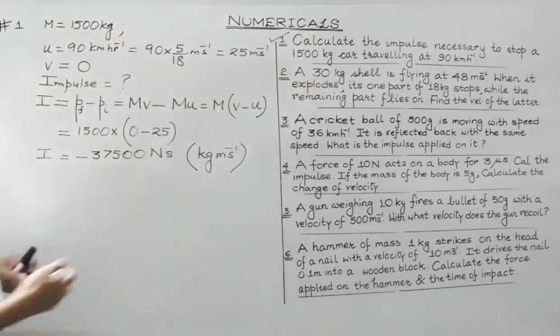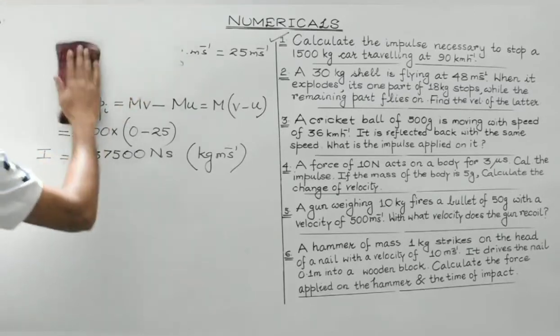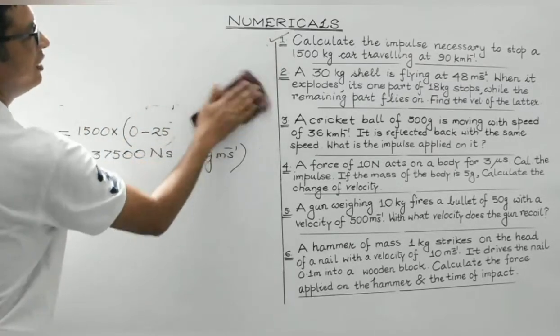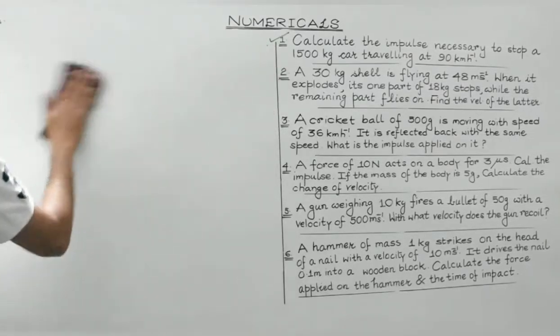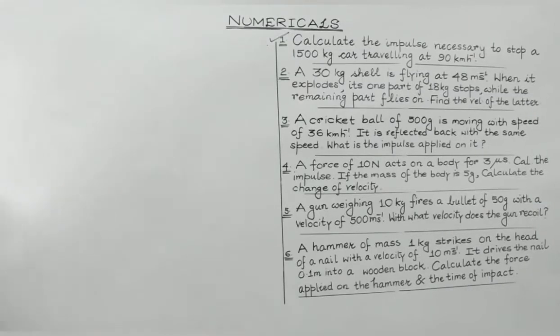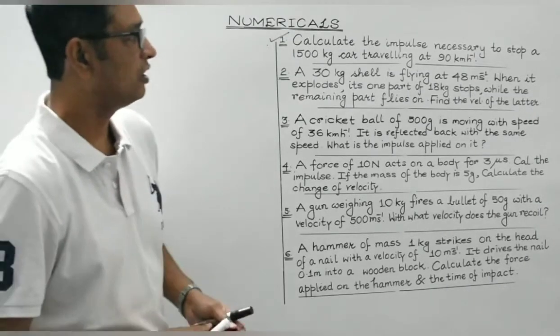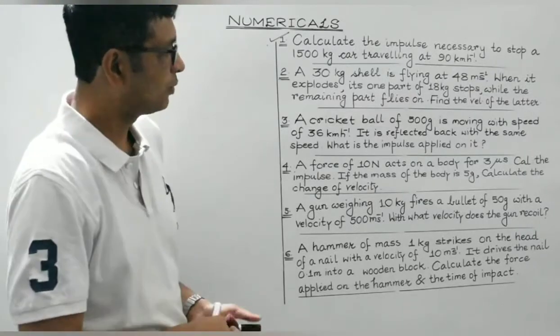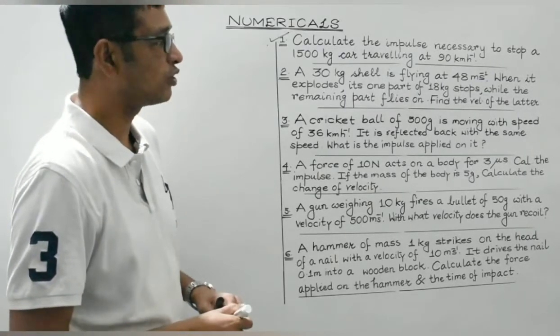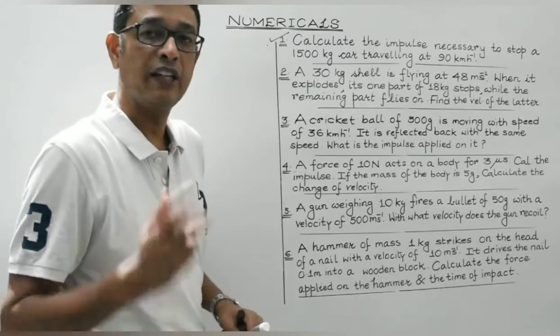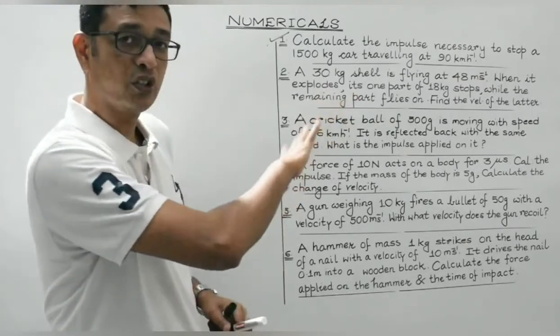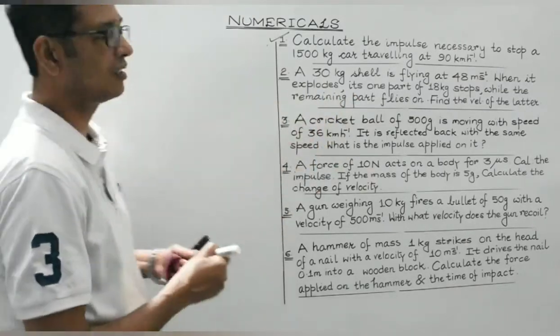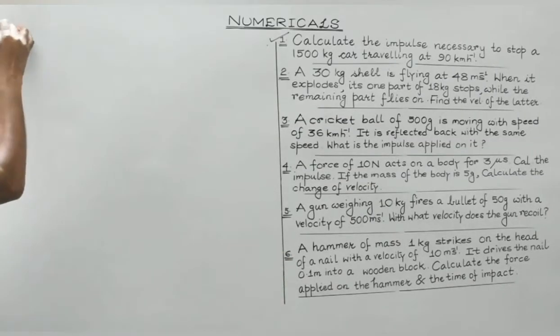Now let's concentrate on the second question. The second one is again quite an interesting question. It is based on the law of conservation of linear momentum. So students, concentrate on the second question. A 30 kg shell is flying at 48 meters per second. When it explodes, one part of 18 kg stops while the remaining part flies on. We are supposed to find out the velocity of the latter one, the second part, right?